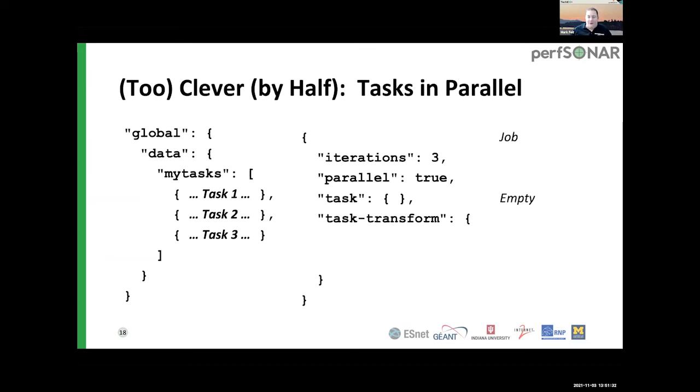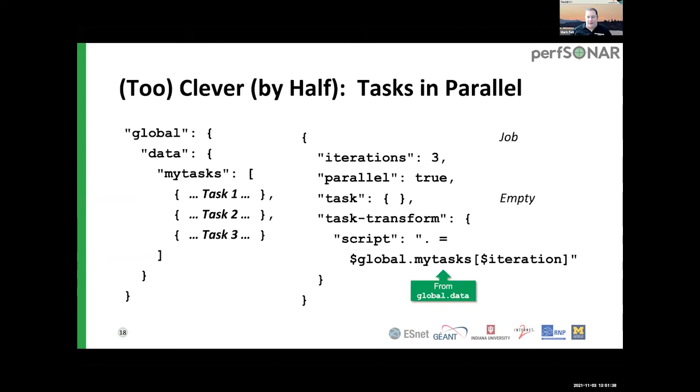However, if you add a transform to this task, like we did in the previous thing, what we can do with it is we can extract from the global data part, from the my tasks array that I showed you on the left there. Based on whatever the iteration is, you can set up these 3 things to run serially or in parallel or however you want, and they'll all be different in the same job. Now, you really don't need to do these serially because you could just do 3 separate jobs, one after the other. It would have the same effect.